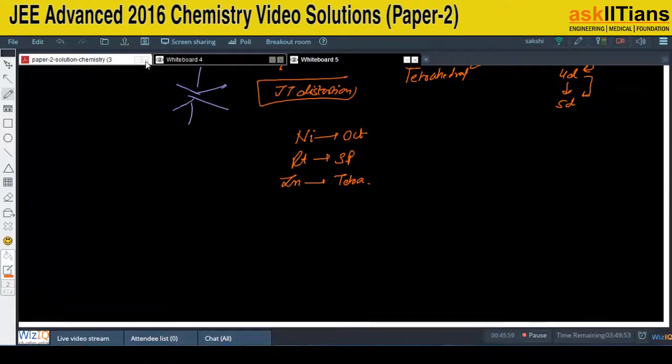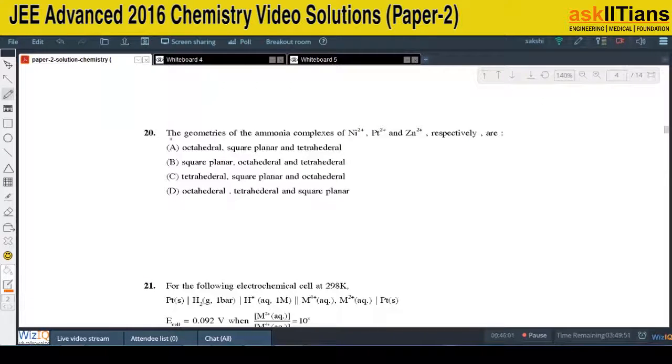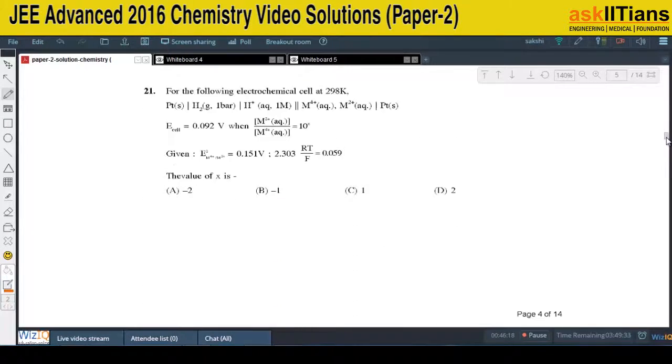Let me look into the options which were given on the sheet. Octahedral is fine, so B and C are wrong. Then square planar and tetrahedral. Again, I'll say option number A is the correct option for this particular question. Now students, having done with this question, it's time that we should move over to question number 21.